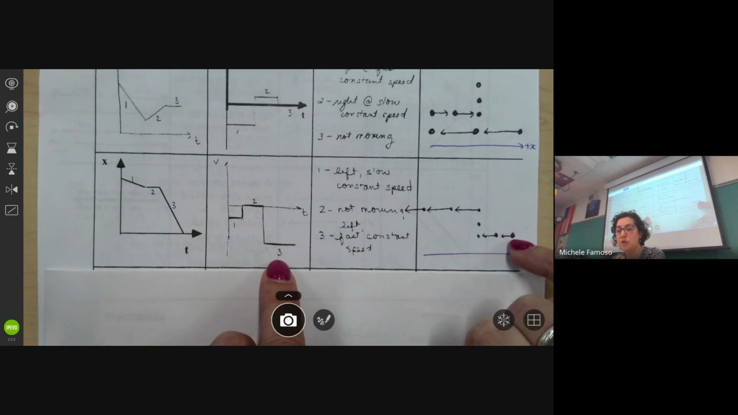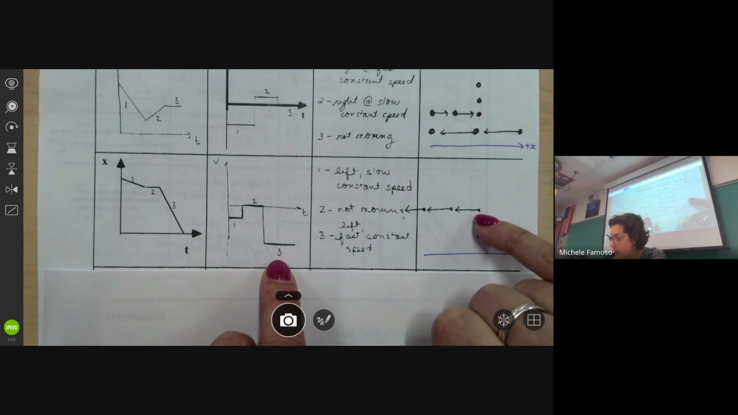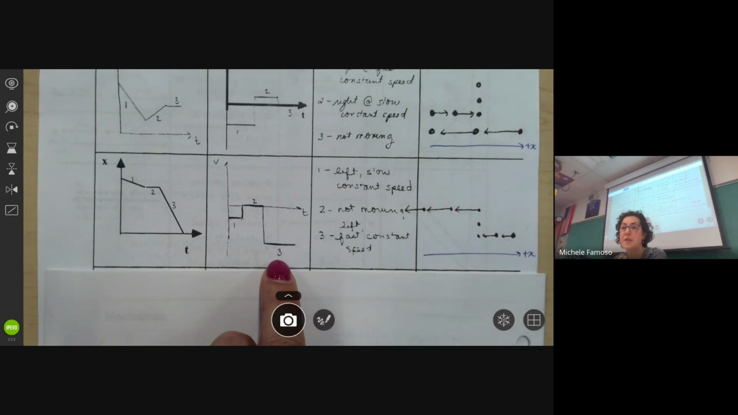So my motion map should show something traveling to the left with small arrows that are equal length, then not moving, so several dots lining up with each other, and then several arrows pointing to the left that are longer.